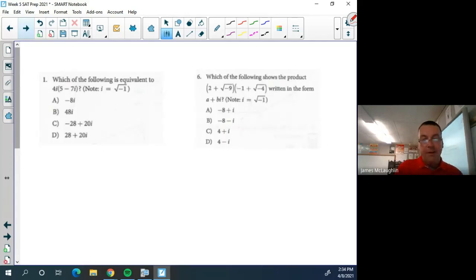Again, hit the pause button. Additional topic here, talking about i. If you've never seen i before, they do give you a little hint. i is equal to the square root of -1. Also, if you have a calculator, there is a button on your calculator that has i in it. Again, hit the pause button, come on back and check out what your answer is and see if it matches up with mine.